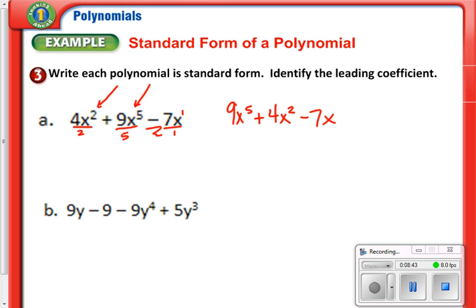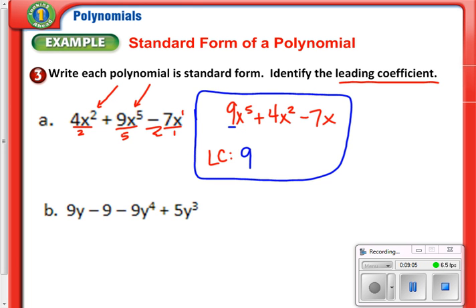The next thing that you need to do is go ahead and identify the leading coefficient. Reminder, the leading coefficient, LC, is the coefficient of the highest degree. The highest degree would be x to the 5th, or the 5th degree, so the leading coefficient here is 9.